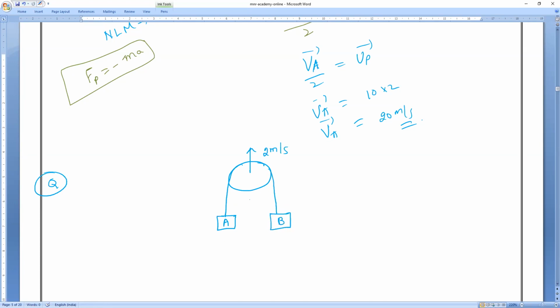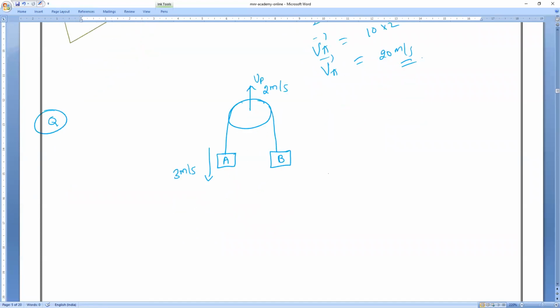Now, two bodies are there. The pulley is moving in the upward direction. The velocity of the pulley is 2 meters per second. The velocity of A is 3 meters per second. Now find the velocity of B. Everybody, quickly find it and tell me. I'll wait. Make it quick. What is the velocity of B?